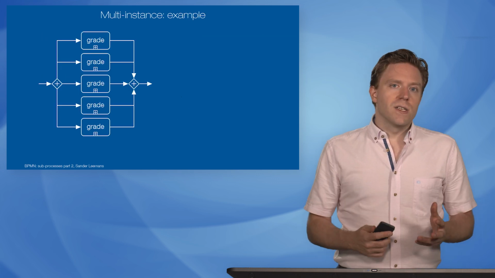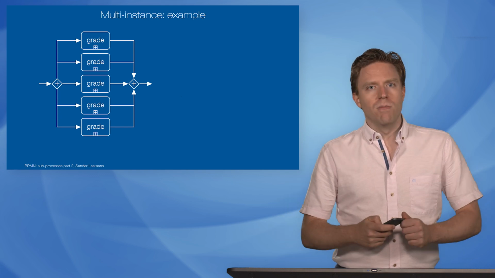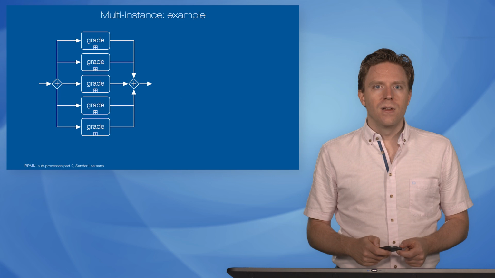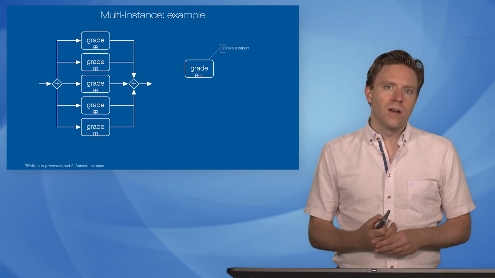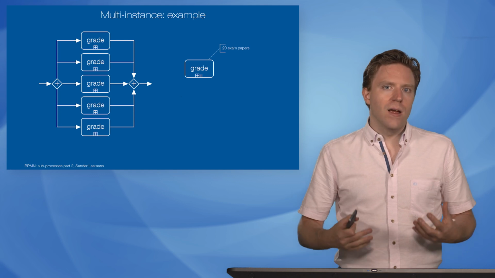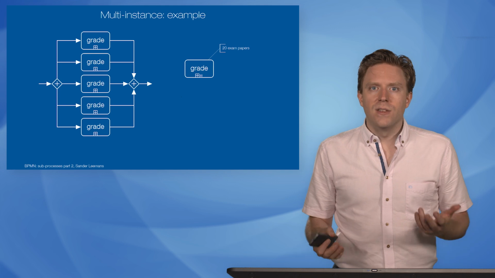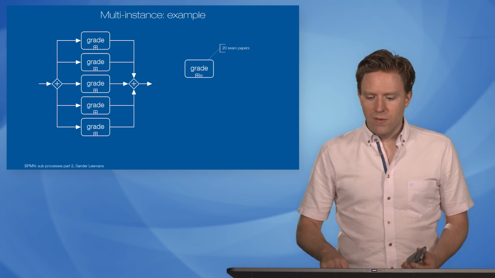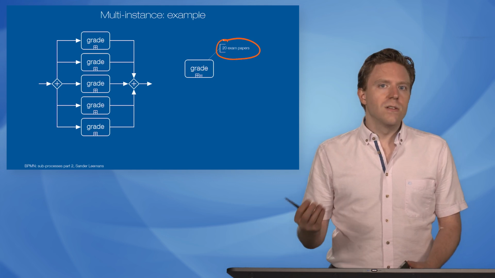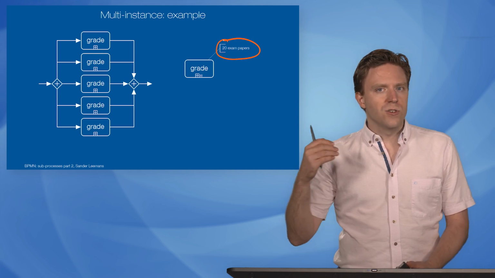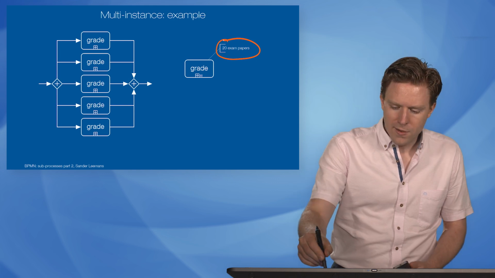So back to our example, this very inelegant model, and unmaintainable as well, we can just summarize with one subprocess, grade, and we make it multi-instance. And then by convention in the text annotation, we say that we have, in this case, 20 exam papers. So that means that we execute this grade for 20 exam papers in parallel. Now, much more elegant, right?